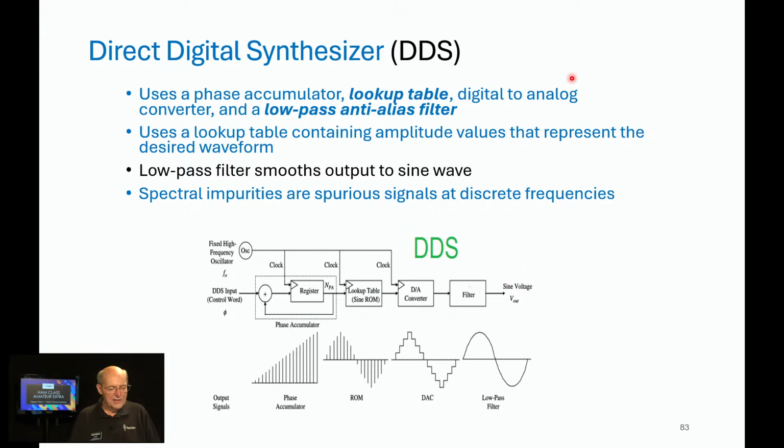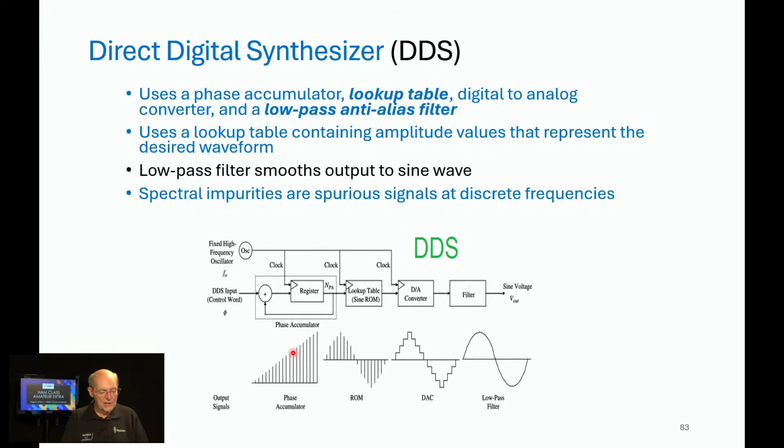Now we'll move on to the DDS, direct digital synthesizer. More big words here. It uses a phase accumulator, a lookup table. Notice I've bolded a couple things here: lookup table, digital to analog converter, and a low-pass anti-alias filter. So it uses a lookup table containing amplitude values that represent the desired waveform.